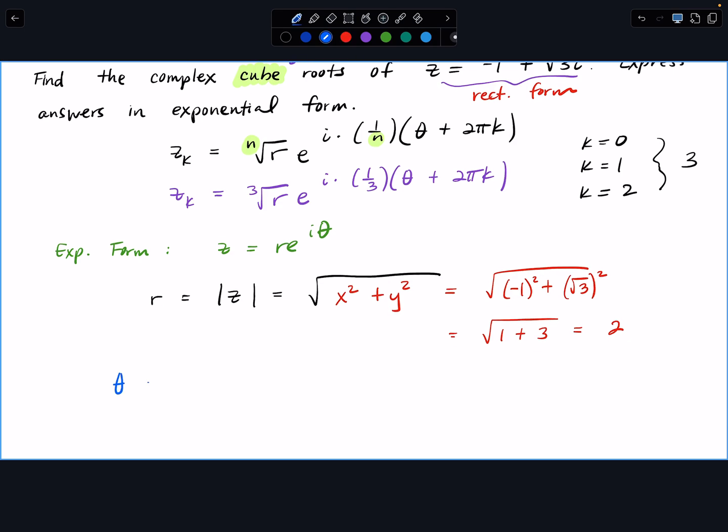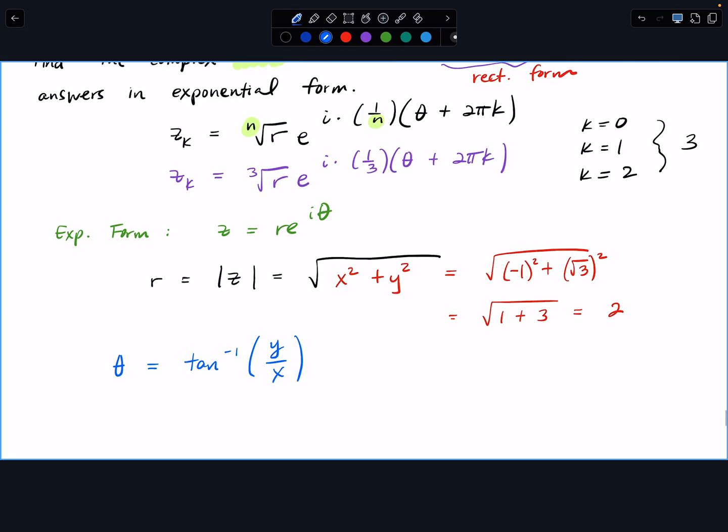Theta is equal to tangent inverse of y over x. Remember, y in this case was root 3, and x was -1. I just forgot to write this part. Sorry, guys. If I throw that in my calculator, what does my calculator tell me? -60, good.